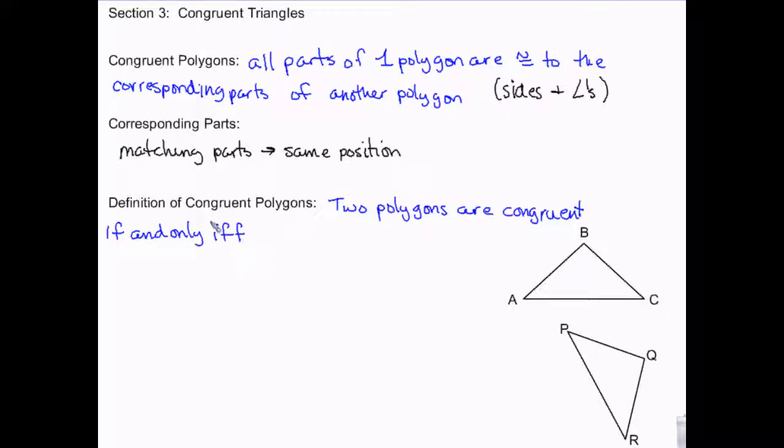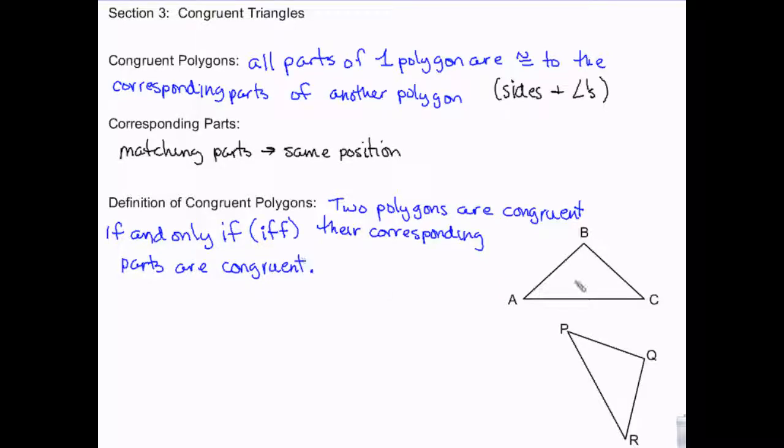Sorry, hold on, let me fix that. And only if, which you don't have to write out anymore. If and only if in math is abbreviated as iff, with an extra F. If and only if their corresponding parts are congruent.